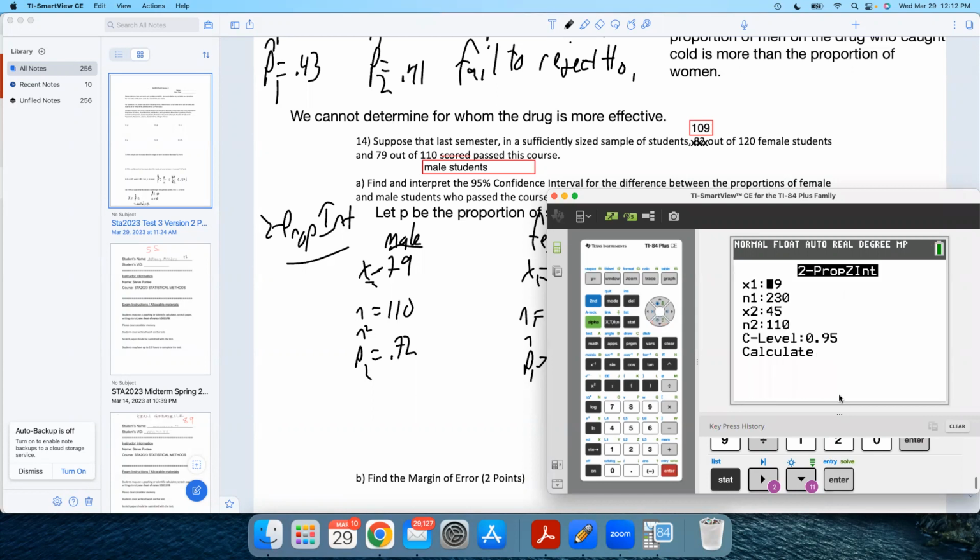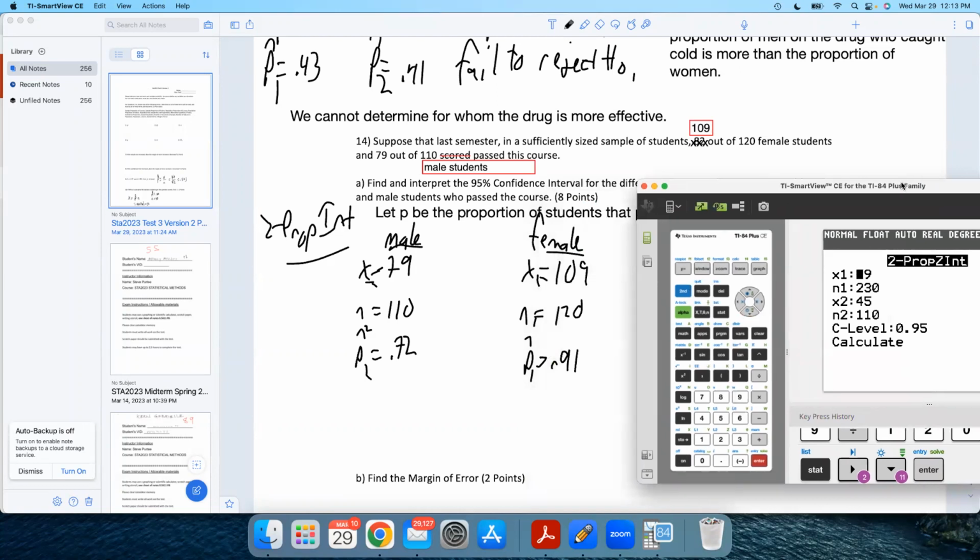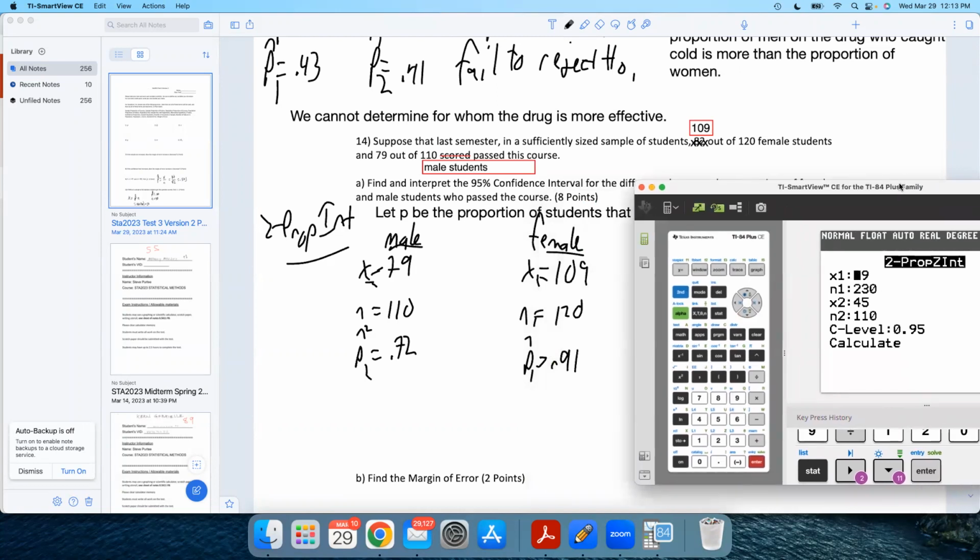And notice when I get in there, look, it's got exactly the numbers I just figured out. It all comes down to knowing what the letters stand for. 109 out of 120 for the girls. 79 out of 110 for the guys. We want a 95% confidence interval, so I'm going to leave that alone. Hit calculate. We're done.